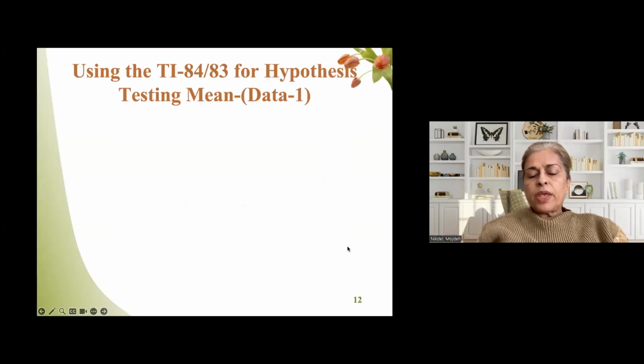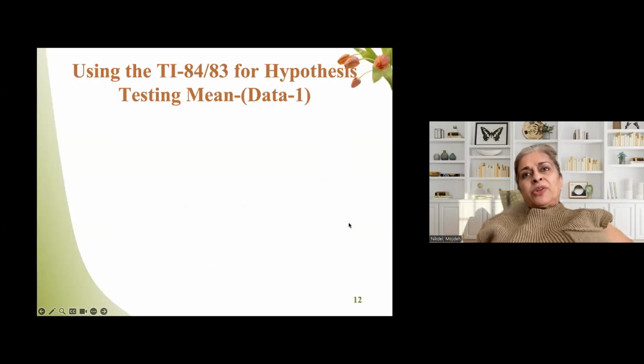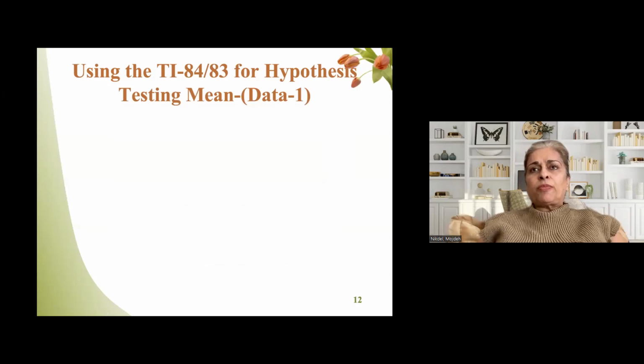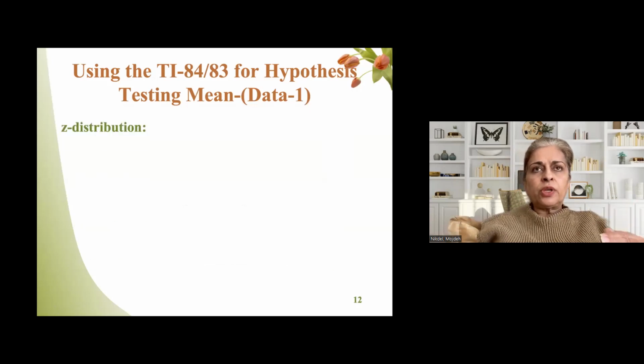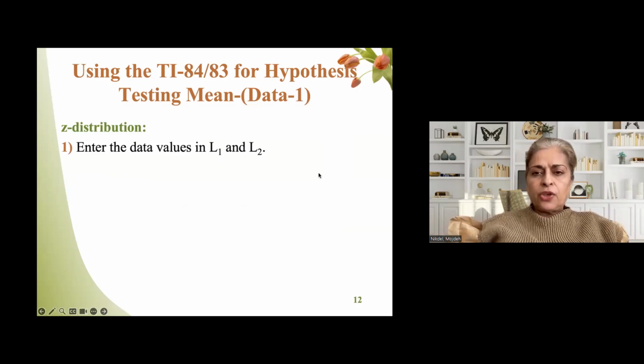Now, what happens if your parameter is the mean and you have 2 populations, and instead of giving you the mean, standard deviation, and sample size for each population, I give you raw data? First, before that, you enter your first set of raw data. You go to list, you go to edit. You enter your first set of raw data in list 1 and the second set of raw data in list 2.